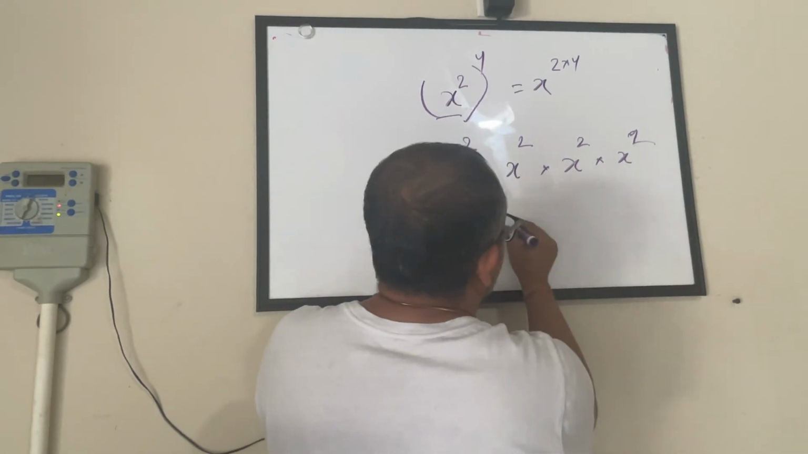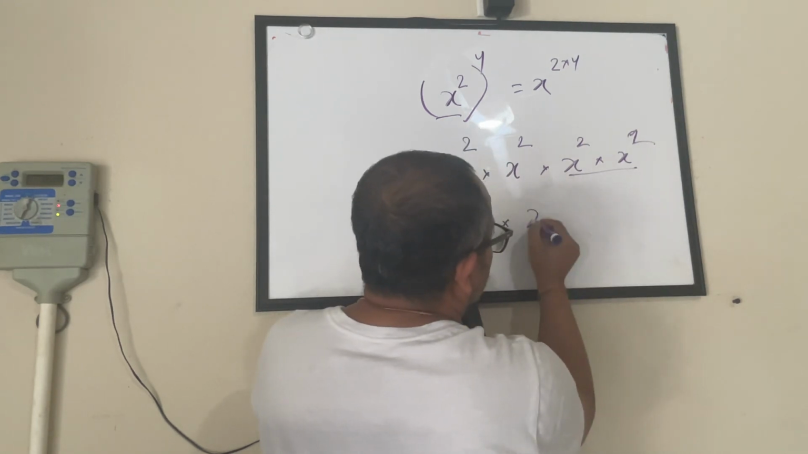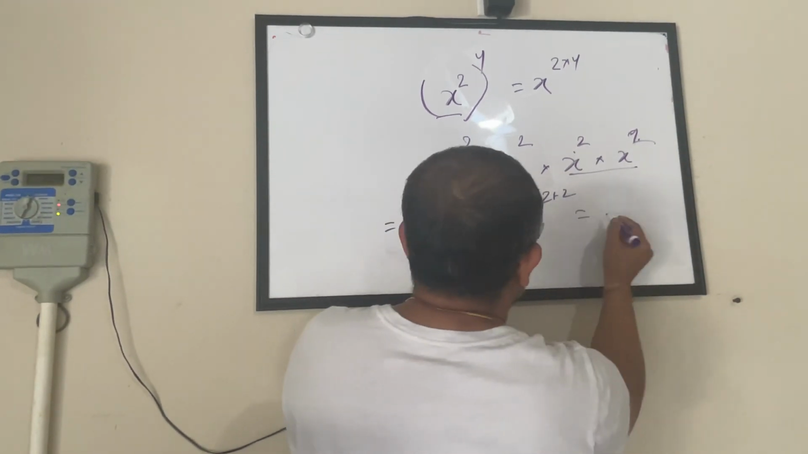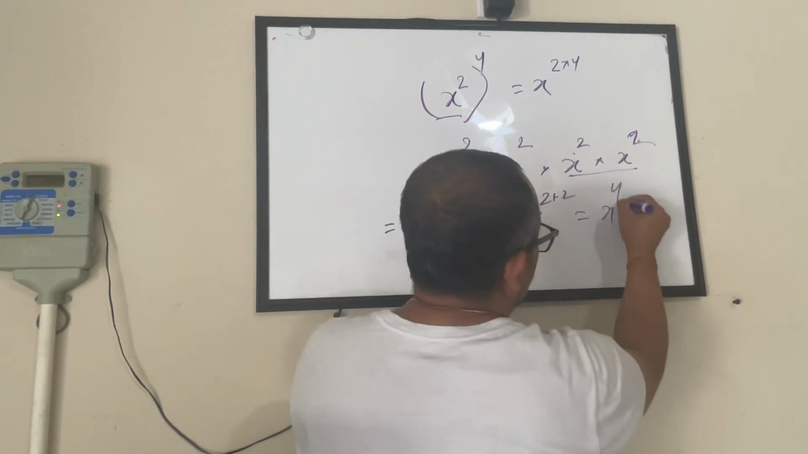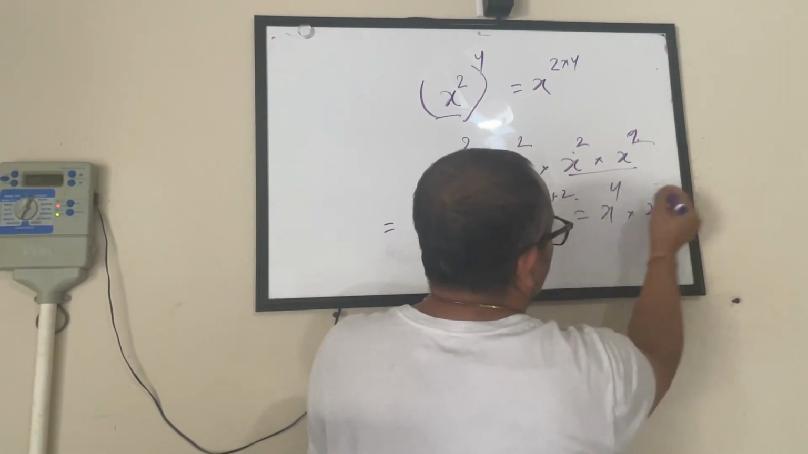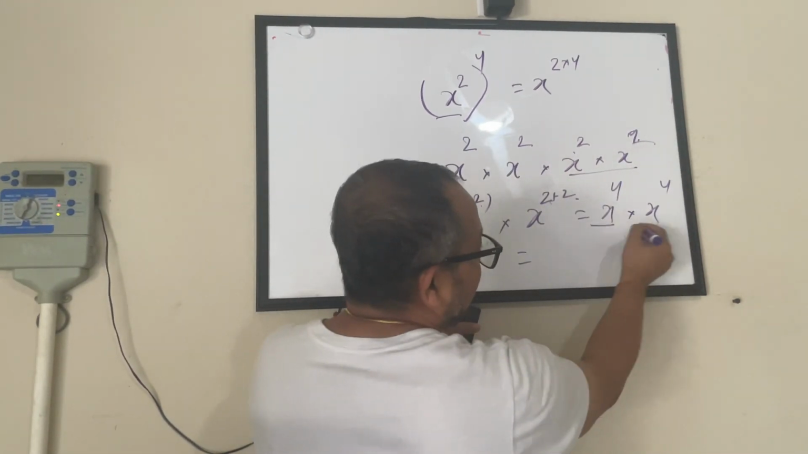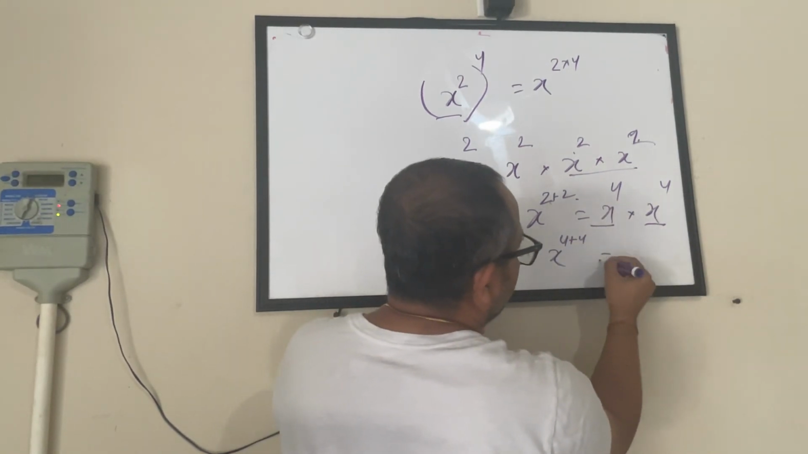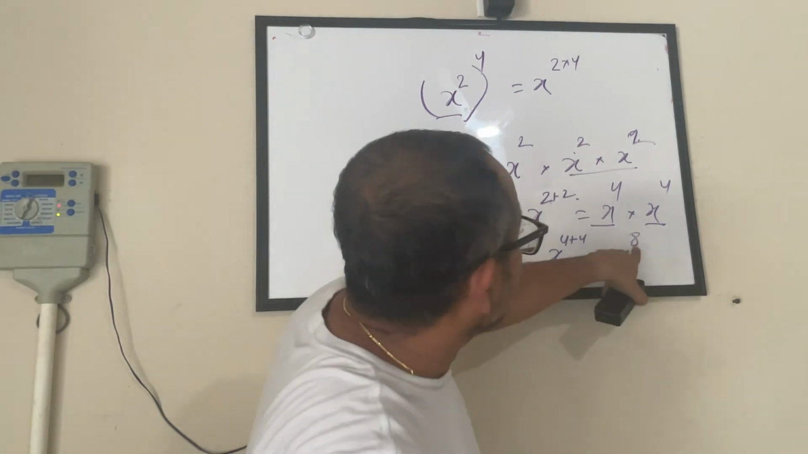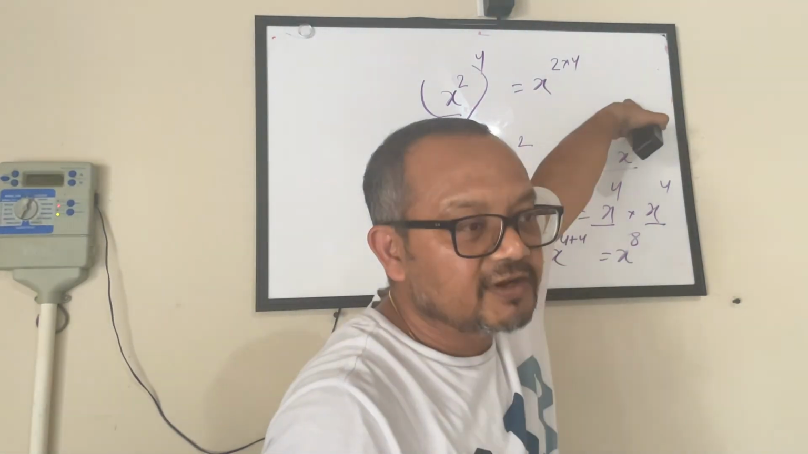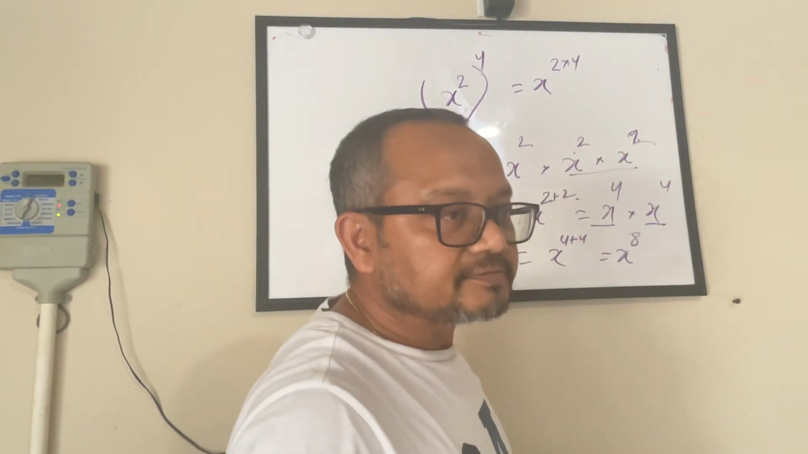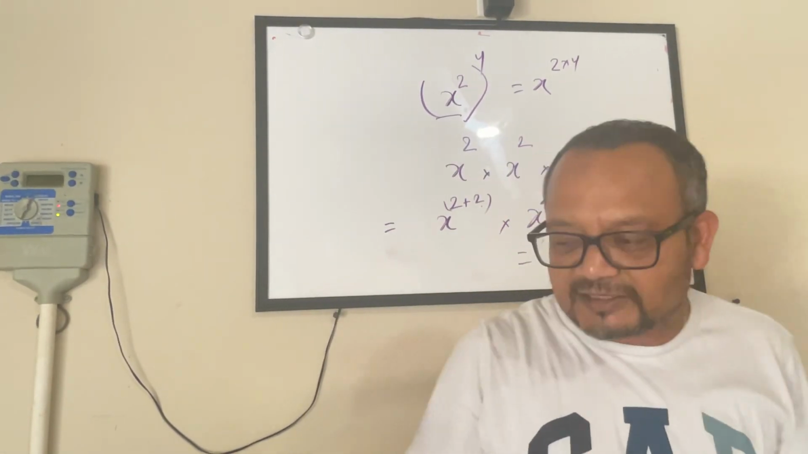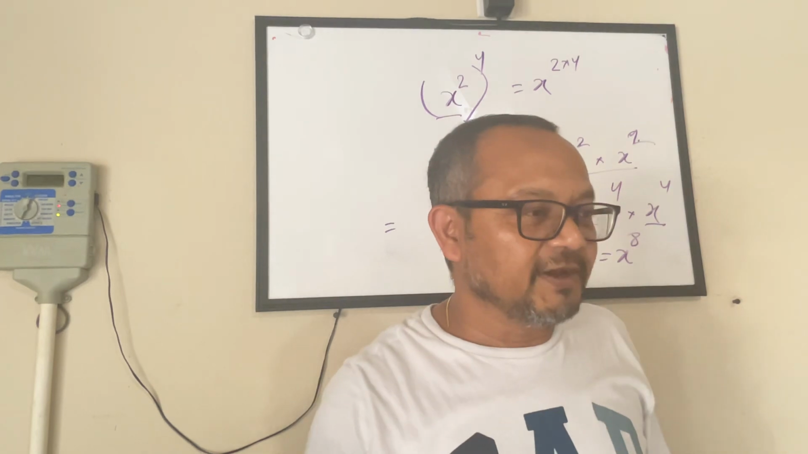Similarly, these two also you can multiply. It becomes x to the power 2 plus 2. That equals x to the power 4 into x to the power 4. Again, we are multiplying the same base, so x to the power 4 plus 4. It becomes x to the power 8. Is this not the same as 2 into 4? Is everybody with me? I hope I'm not talking to myself.